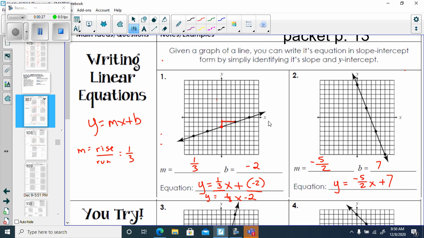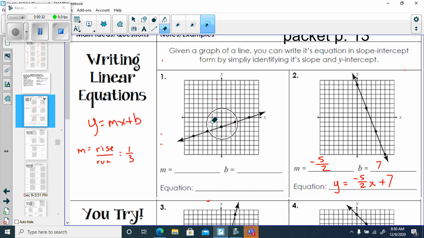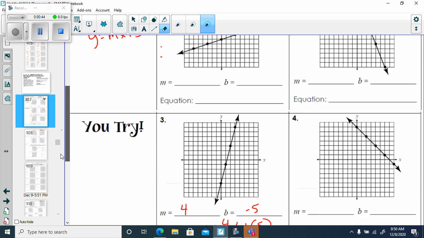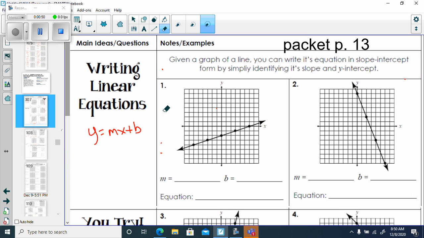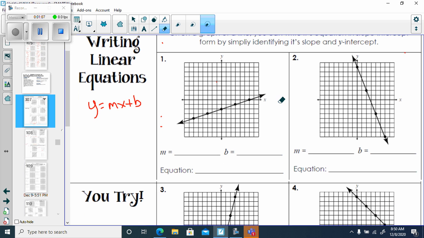We're going to start out by talking about what a linear equation is. That linear equation is y is equal to mx plus b, okay? And from the linear equation, your m is your slope, which is rise over run, and your b is your y-intercept, where the line crosses the y-axis, okay? So at the beginning here, it tells you, given a graph of a line, you can write its equation in slope-intercept form by simply identifying its slope and y-intercept. Somebody misspelled simply. I didn't make the packet, so sorry about that.